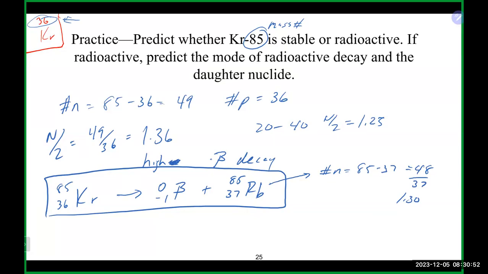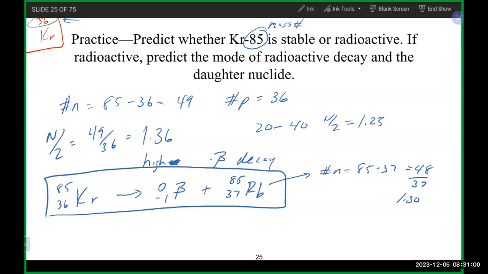So again, you may not always hit a nice perfect ratio. I think we hit perfect on the previous example when we did the sodium, but you won't always hit perfect, and you don't have to keep going until you get perfect or anything like that. Any questions on the N to Z ratio here?